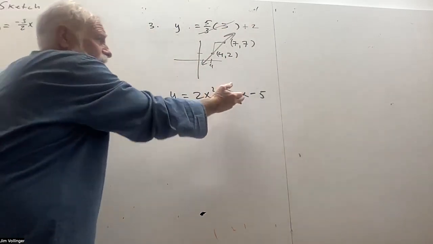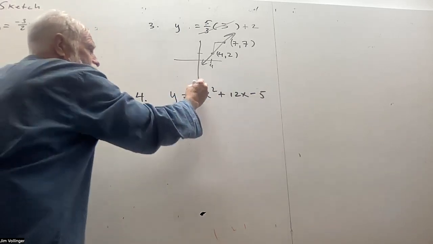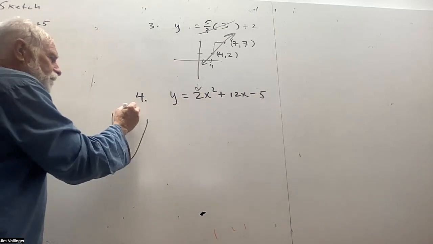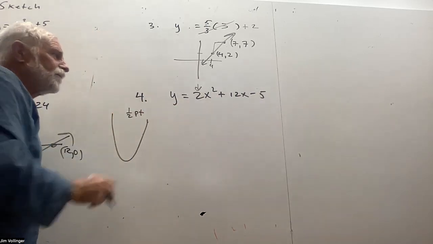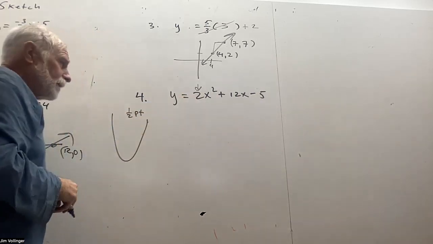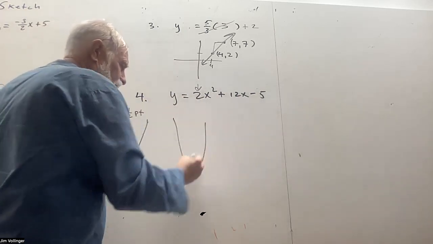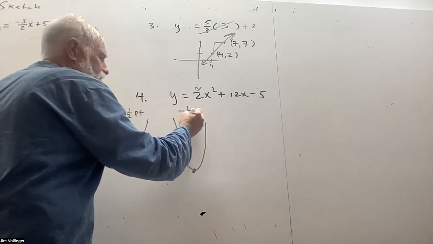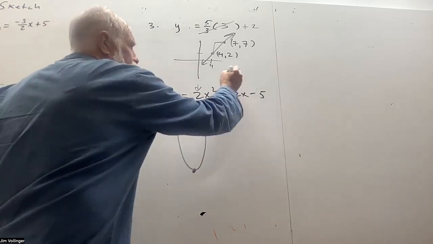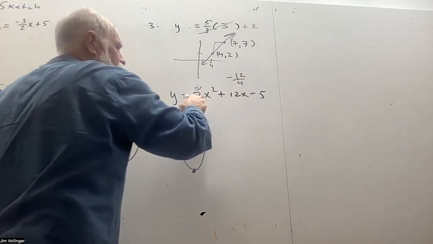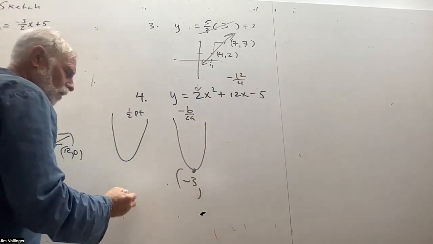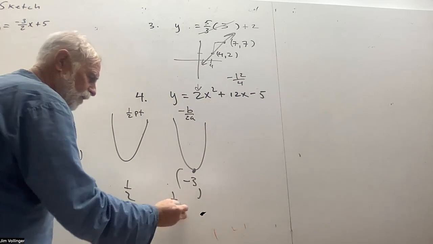All right, 4 steps here. First step, it's positive x squared, cup shape up. That's going to be worth a half a point on a test, knowing that it's cup shape up. Okay, second step, finding the x value that's important. Minus b over 2a does it, which is minus 12 over 4. 2 times 2 is 4, so -3. Step 2, so that's a half a point.